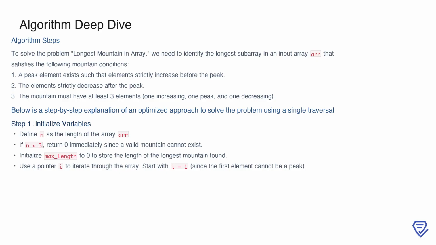To implement an optimized solution, we start by initializing some essential variables. First, we calculate the length of the input array and store it in n. If the array length is less than 3, it's impossible to form a mountain, so we return 0 immediately. Next, we initialize max_length to 0, which will track the maximum length of any mountain we find. Finally, we set a pointer i to 1, as the first element of the array cannot be a peak. This pointer will help us traverse the array and identify potential mountains.